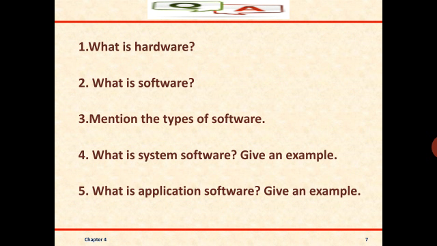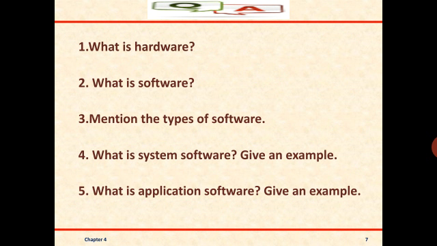Second question: what is software? Software is a set of programs which are written to solve a particular problem. They operate on the data, process that data and give us the result.